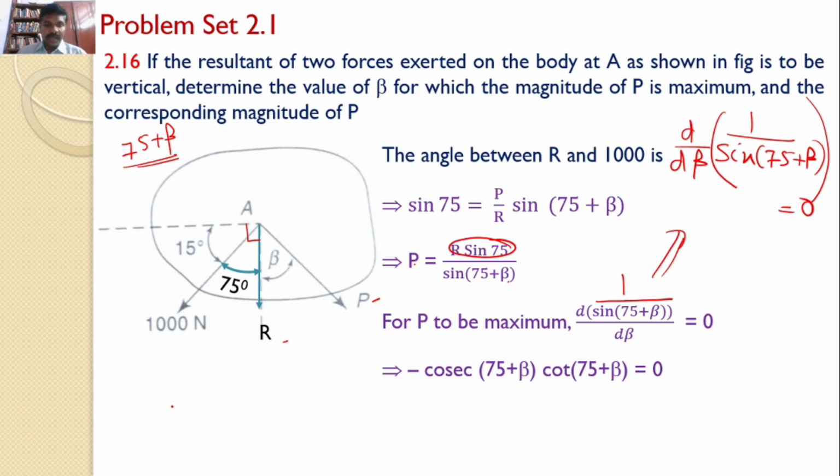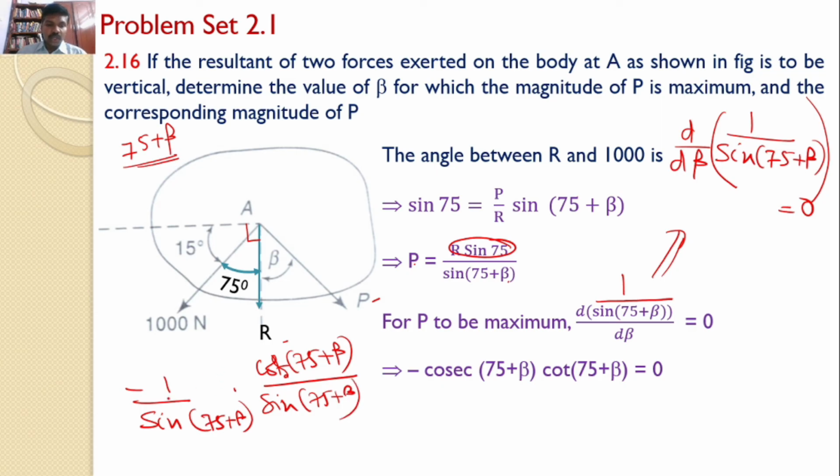This you can rearrange. Minus cosecant I can write as minus 1 by sine 75 plus beta, and cot 75 plus beta I can write as cos 75 plus beta divided by sine 75 plus beta. So in the numerator I have minus cos 75 plus beta, and in the denominator I have sine square 75 plus beta. The numerator must be equal to 0. That means cos 75 plus beta must be equal to 0.